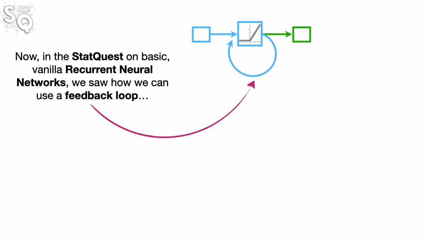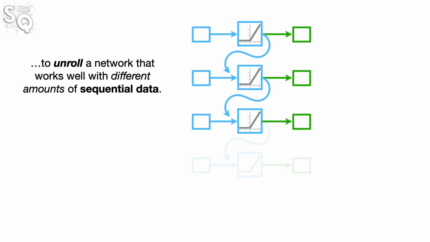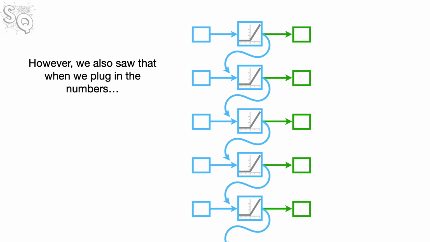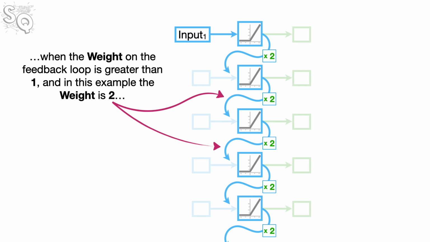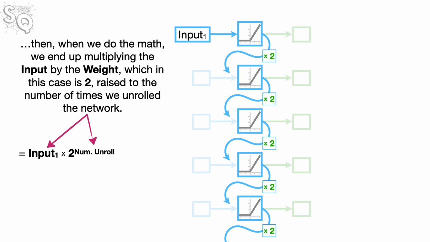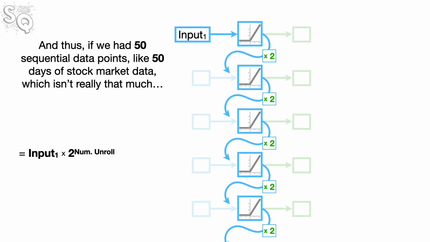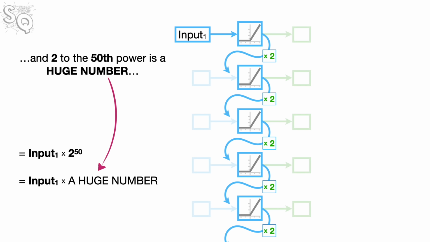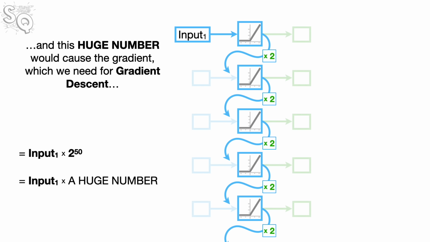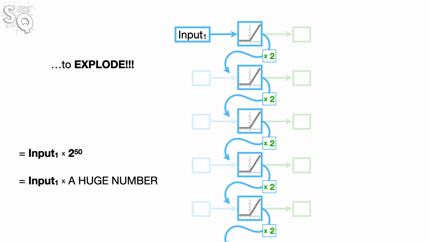Now, in the StatQuest on basic, vanilla recurrent neural networks, we saw how we can use a feedback loop to unroll a network that works well with different amounts of sequential data. However, we also saw that when the weight on the feedback loop is greater than 1, and in this example, the weight is 2, then we end up multiplying the input by the weight, 2, raised to the number of times we unrolled the network. And thus, if we had 50 sequential data points, like 50 days of stock market data, which isn't really that much, then we would raise 2 by 50. And 2 to the 50th power is a huge number. And this huge number would cause the gradient, which we need for gradient descent, to explode.